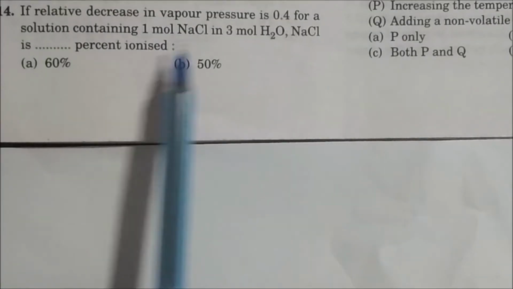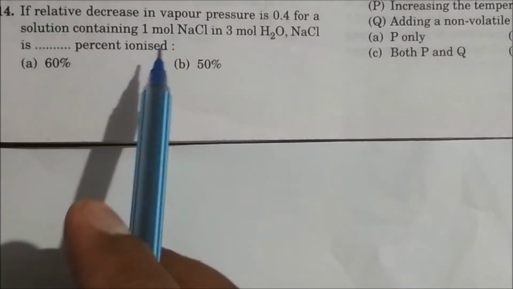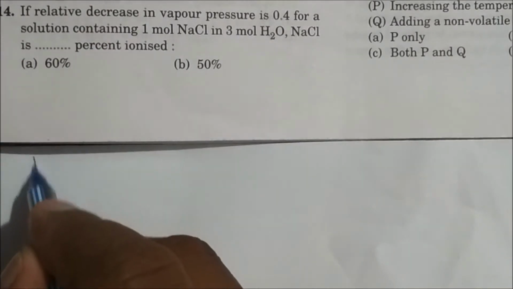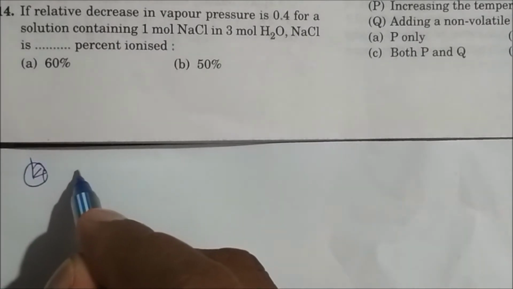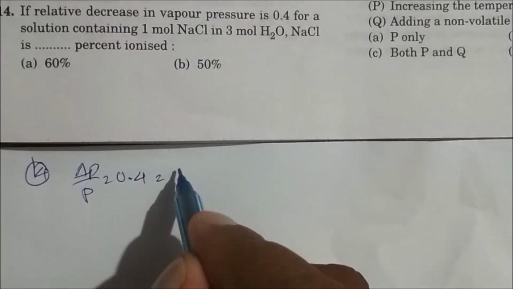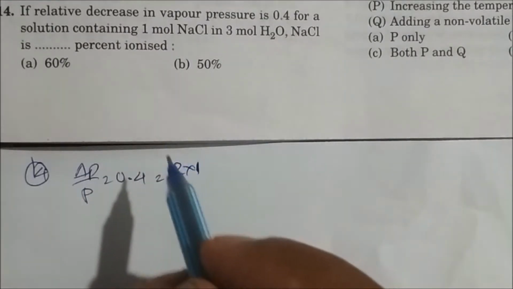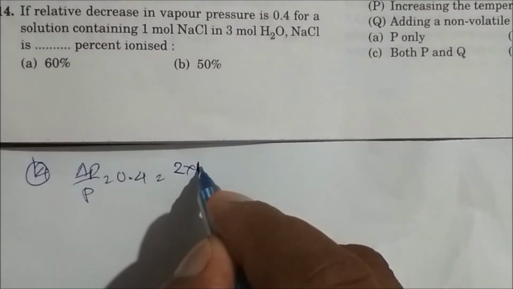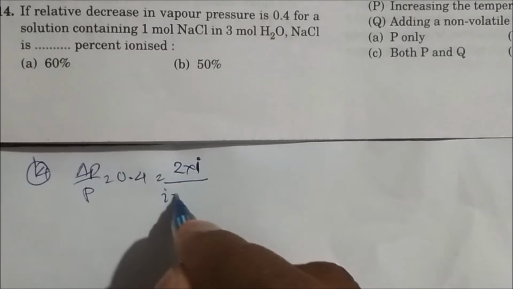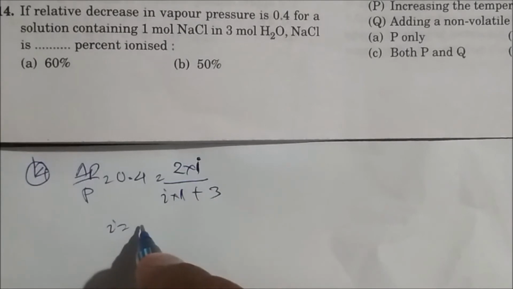If the relative decrease in vapor pressure, delta P by P, is 0.4 for a solution containing 1 mole of NaCl in 3 moles of water, what is the percentage of NaCl ionized? Relative lowering of vapor pressure, delta P by P, is given as 0.4, and moles of solute is definitely 2 into 1 mole. But how much is it ionized? We write i into 1 plus 3 moles of water. Now if you solve it here, you will get i equal to 2.